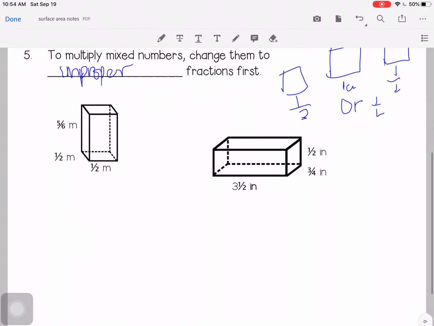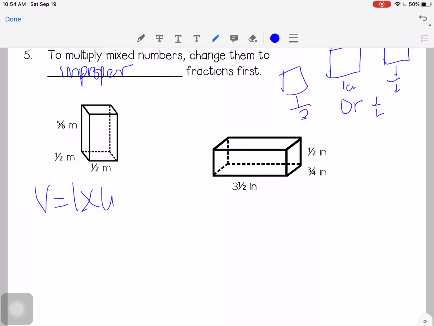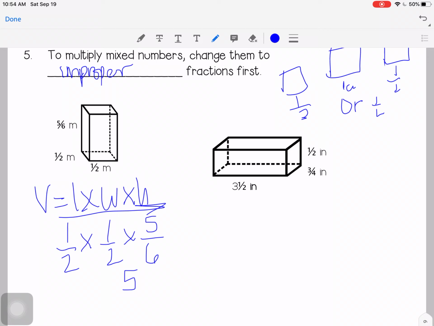All right, so let's find the volume of this prism. Again, the formula to find the volume is volume equals length times width times height. So we're doing 1/2 times 1/2 times 5/6. We multiply straight across. 1 times 1 is 1, times 5 is 5. 2 times 2 is 4, 4 times 6 is 24. So our answer is 5/24 meters cubed.